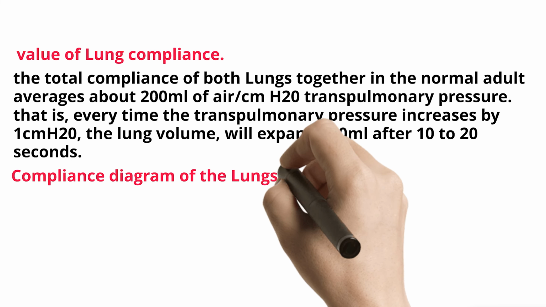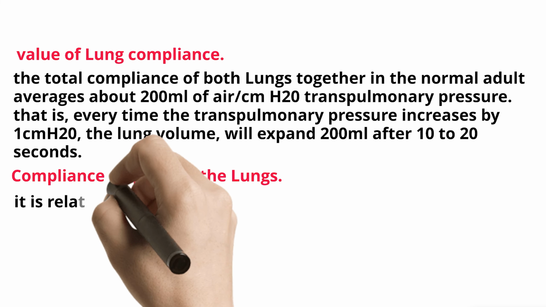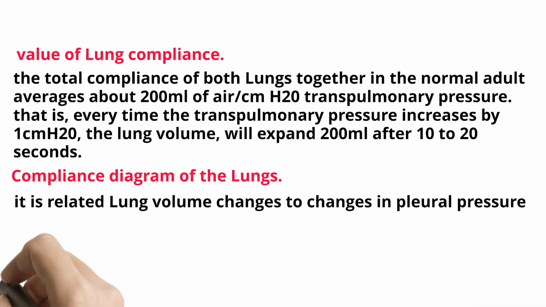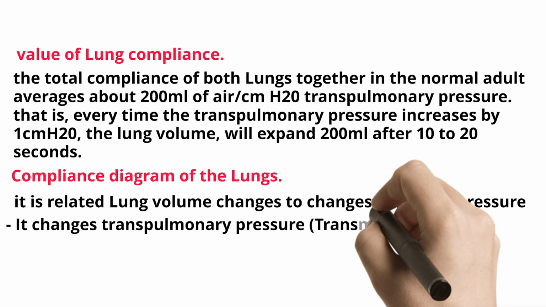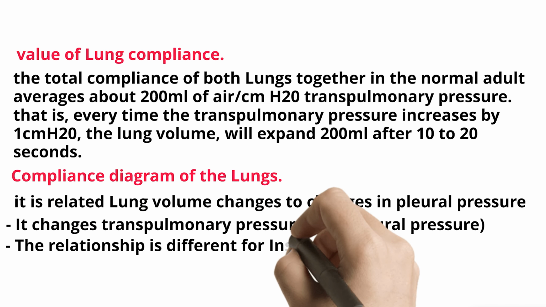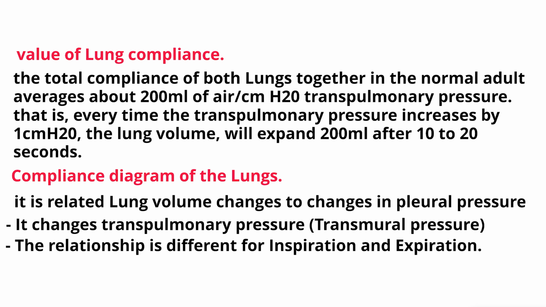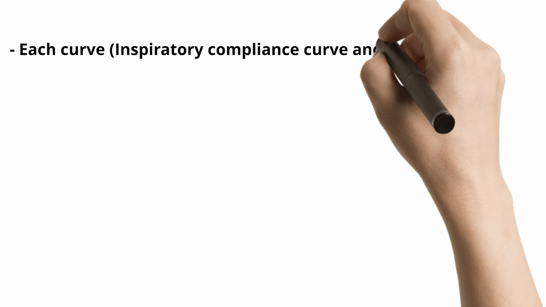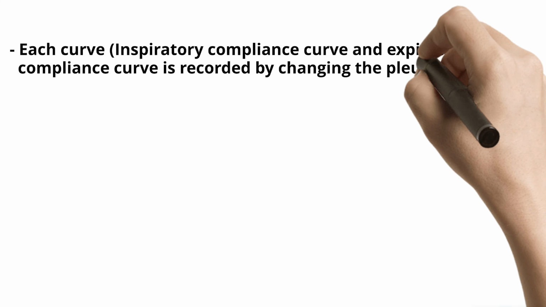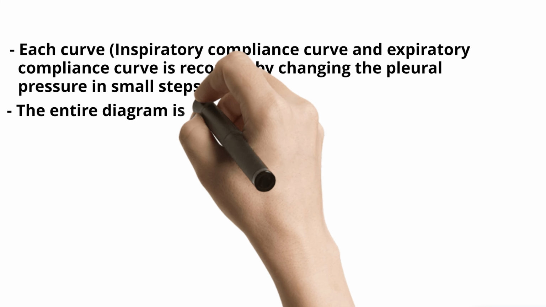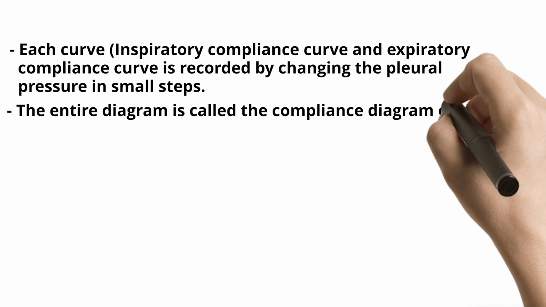Compliance diagram of the lungs. It relates lung volume changes to changes in pleural pressure, which changes transpulmonary pressure, transmural pressure. The relationship is different for inspiration and expiration. Each curve, the inspiratory compliance curve and the expiratory compliance curve, is recorded by changing the pleural pressure in small steps. The entire diagram is called the compliance diagram of the lungs.